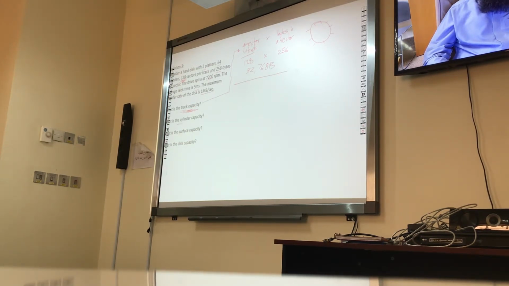Now, next question, what is the cylinder capacity? How do I find that out? Number of tracks in one cylinder, okay? Multiply by track capacity. So track capacity I already know. Track capacity is 32,768. Multiply by how many tracks in one cylinder in this disc?